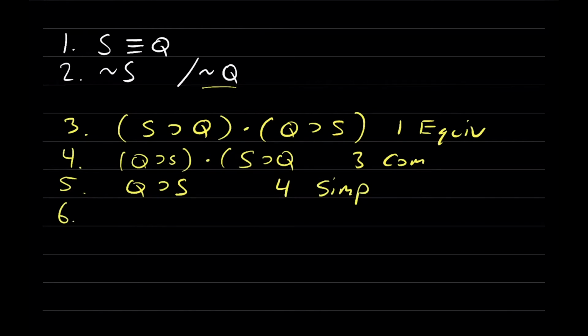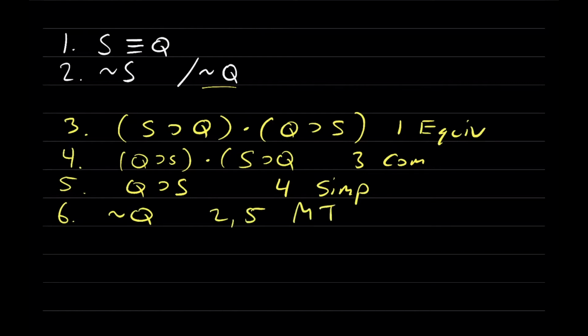And on line 6 now, if we know S is false, from line 5, we know that Q is false as well, not Q. That's going to follow from line 2 and line 5 by modus tollens.